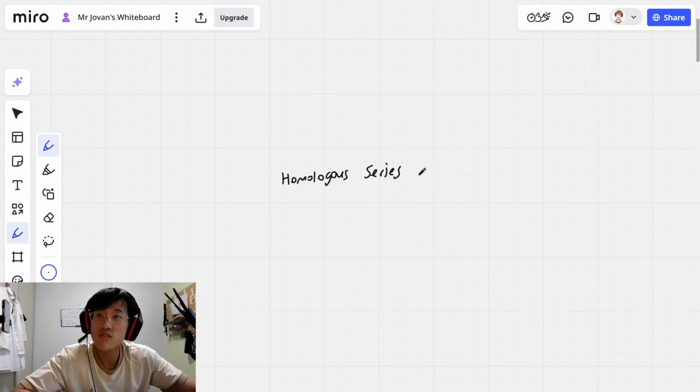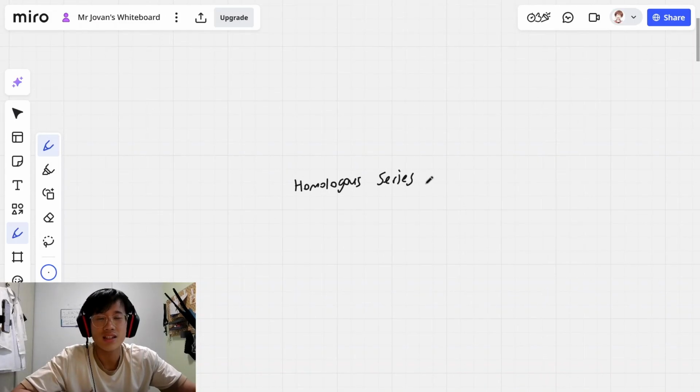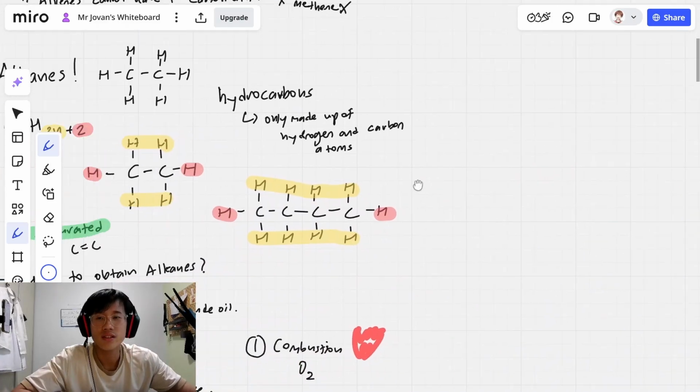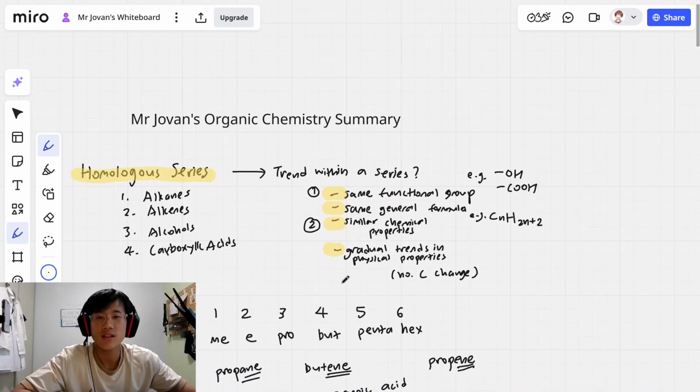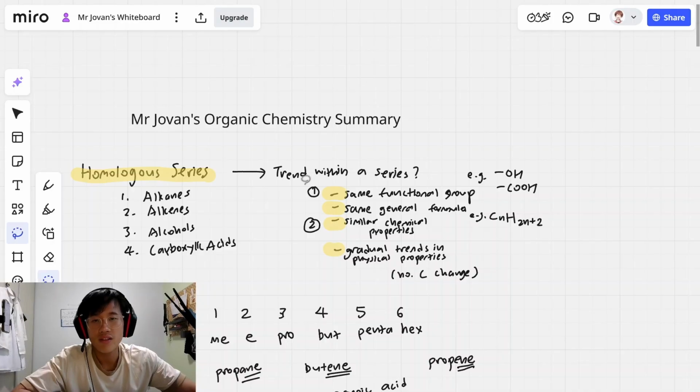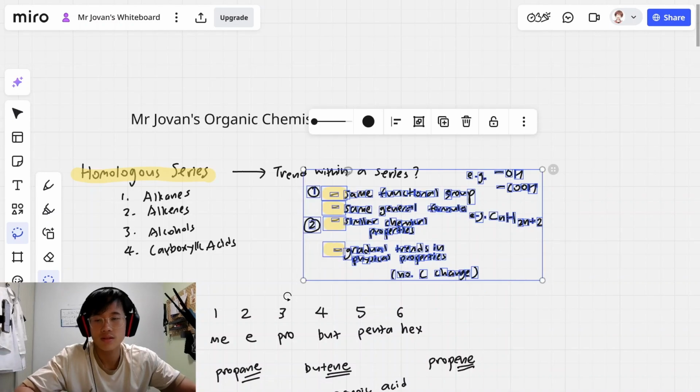Homologous series. Across all the homologous series, can you tell me what were the common characteristics in each series? Don't remember? Let's go and refer. In each series, same functional group, same general formula, similar chemical properties, and gradual change in physical properties. And I said the best ones to remember were same functional group and similar chemical properties. Very good. So just copy paste into our mind map.